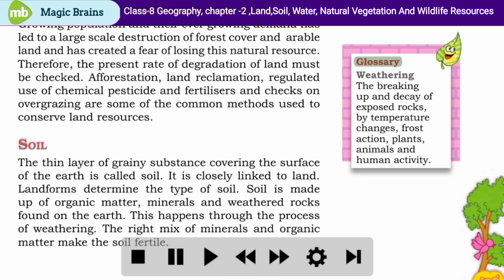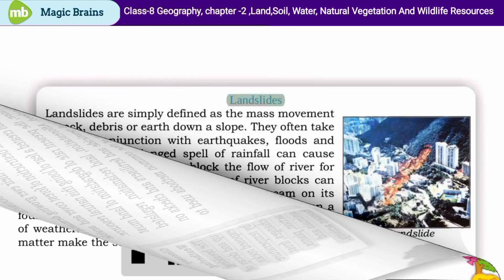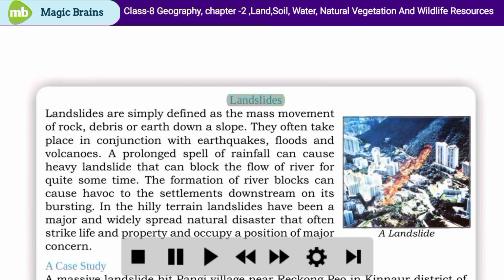At the bottom right side, there is a pink box which reads Glossary. Weathering. The breaking up and decay of exposed rocks by temperature changes, frost action, plants, animals, and human activity. Page number 10.